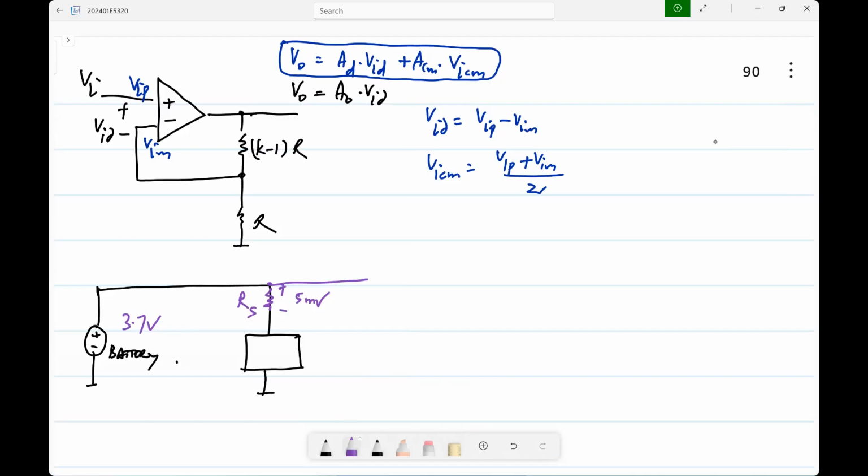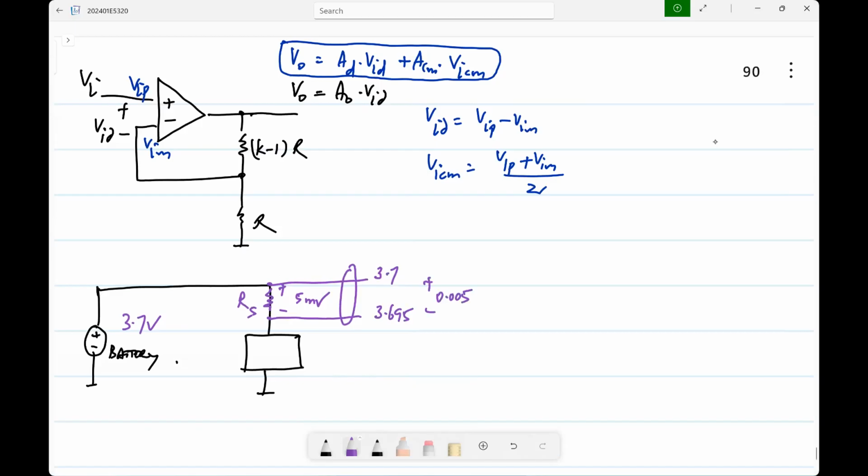So if you look at this pair of signals, what is the common mode voltage here? If you look at those two, approximately what is it? 3.7 volts, right? Basically, it is 3.7 and this is 3.695. So the average is almost 3.7 and the difference is 0.005.